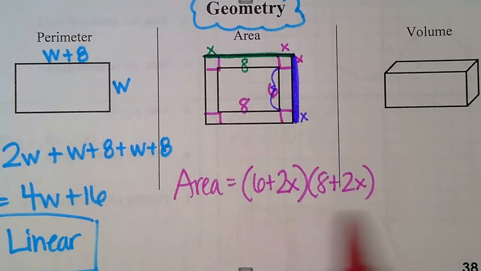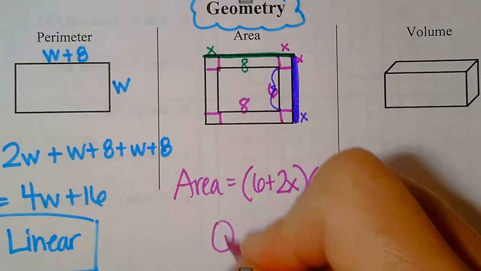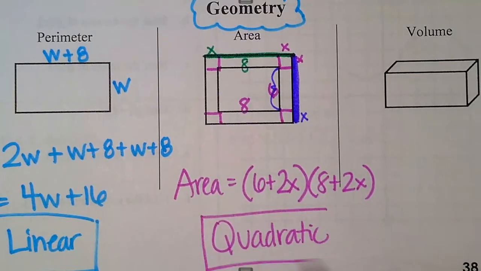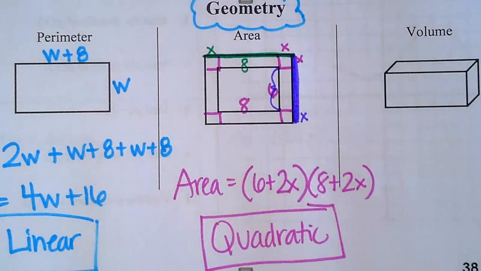So what type of equation is this? Quadratic. And you'll see on the next page, when they are asking you about things on a quadratic, 99% of the time they ask for the maximum. So you're going to have to find the top of the parabola or the bottom of the parabola.